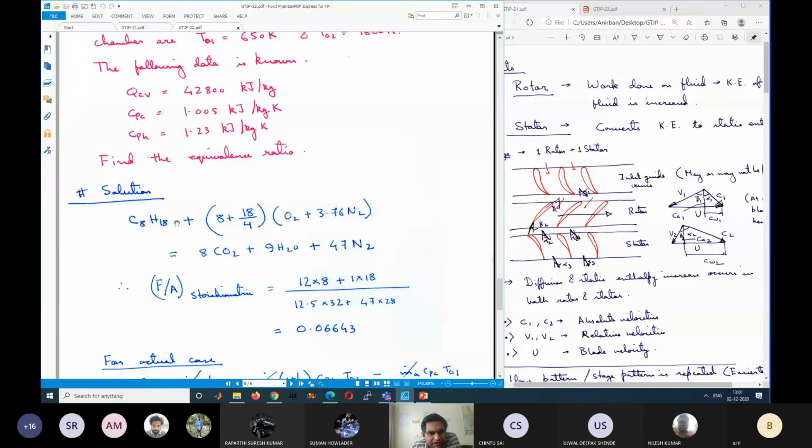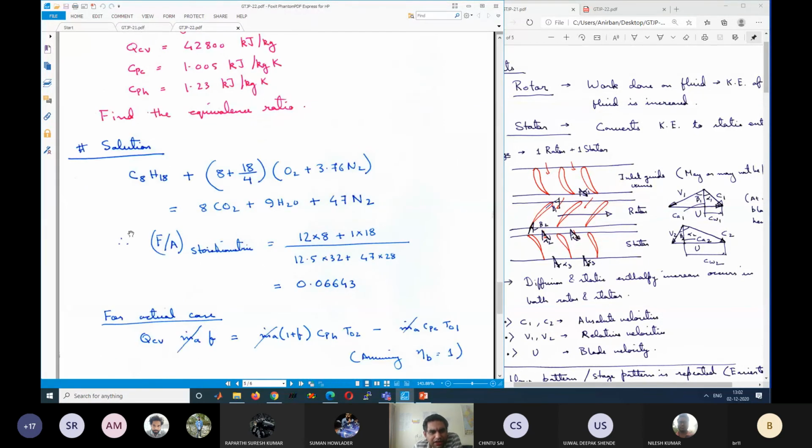So C8H18. From the balance of the number of molecules, 8 molecules of oxygen are required to generate 8 CO2 molecules, and 18/4 molecules of oxygen are required to generate 9 H2O, for complete stoichiometric combustion: 8 CO2 plus 9 H2O. So the number of oxygen molecules required is 8 plus 18/4, which is 12.5. The amount of nitrogen present in the air is 12.5 into 3.76, which comes to 47. So this is the complete reaction. You should show the steps also, how you get the 8 and 18/4.